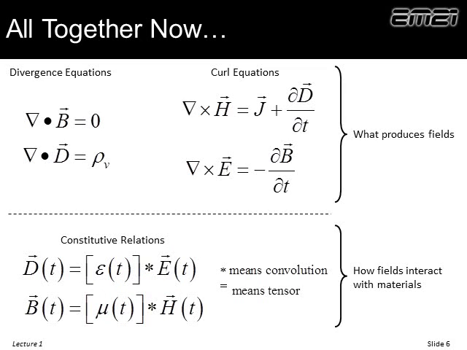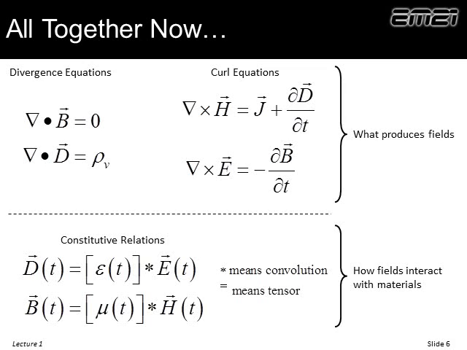Now, very often the constitutive relations are substituted into Maxwell's equations, and what we're left with are just called Maxwell's equations. But for sure, Maxwell's equations themselves don't contain permittivity or permeability. So Maxwell's equations don't directly tell us how the fields interact with materials. That comes from the constitutive relations.